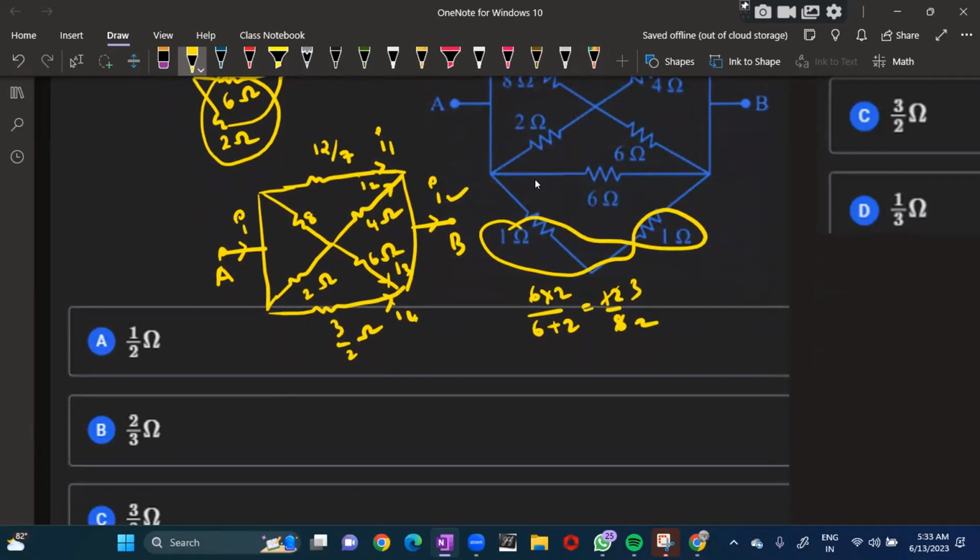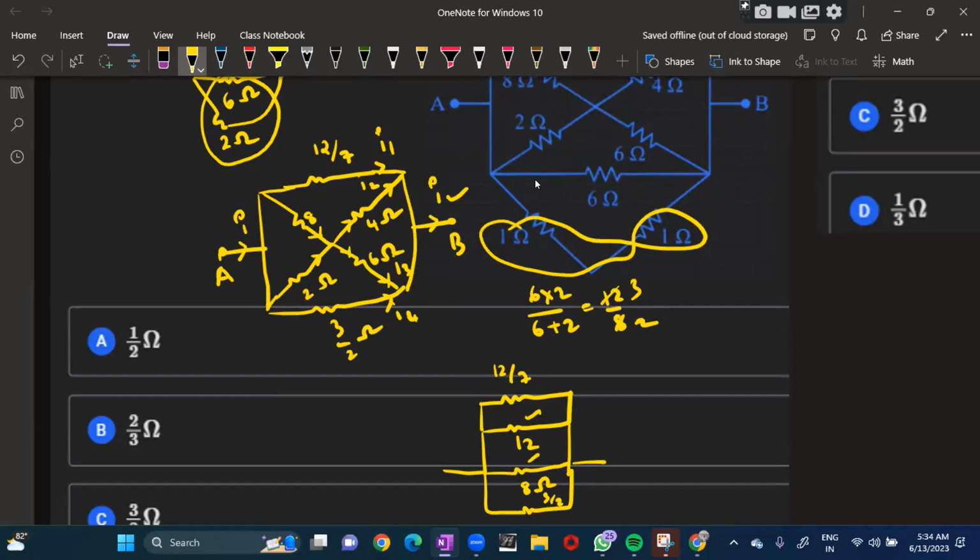Can draw the circuit like this. This is 12 by 7. Your current will come here and it will go like this. No? How much is that? 8 plus 4 only, no? Yes or no? This current will come and it will go like this. So I can break the link. That is how much? 8 ohm. This is how much? 3 by 2 ohm.